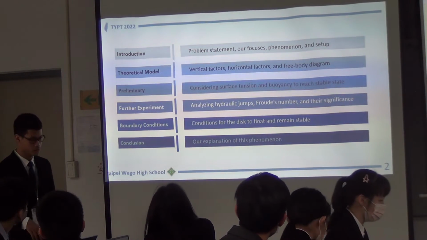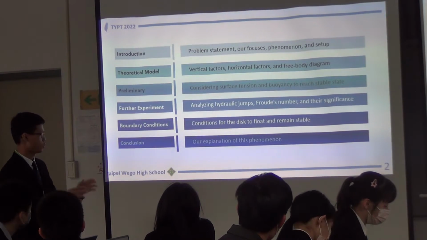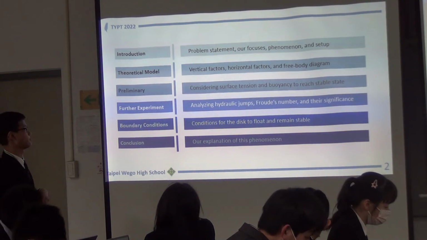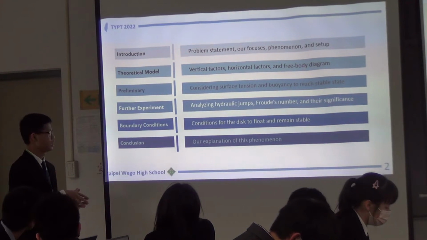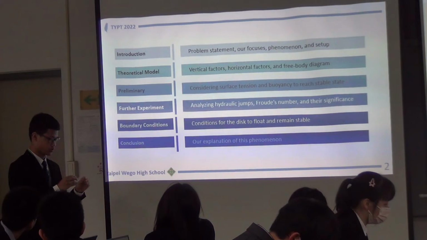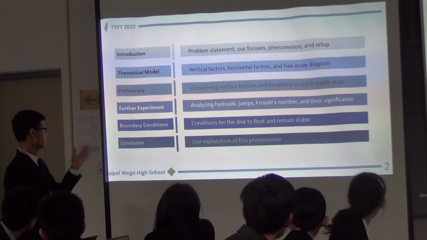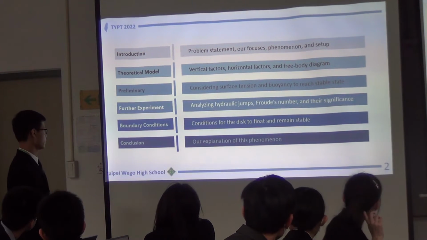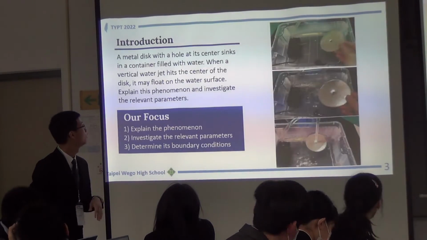And next, we'll move on to our theoretical model, which considers the vertical vectors, the horizontal vectors, and the free body diagram. And now, for the experiment, we'll do a preliminary experiment to exclude the unnecessary variables, and then we'll do the further experiments to calculate the boundary conditions on whether the disk will float or not.